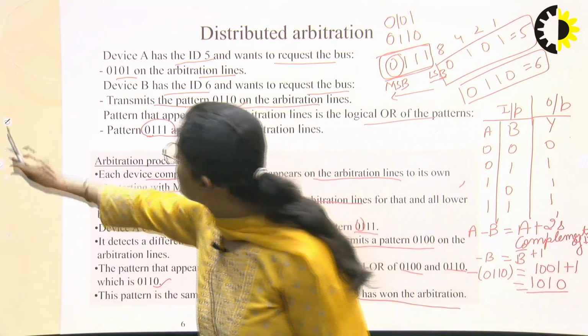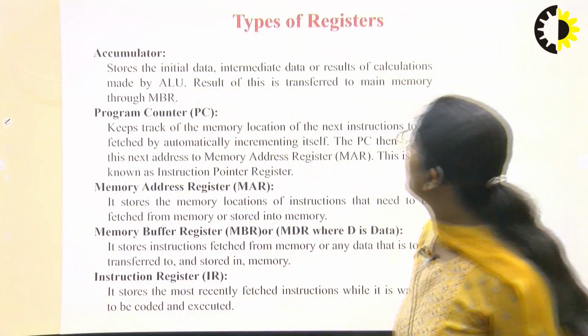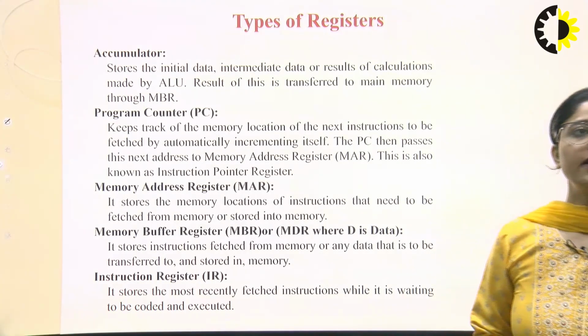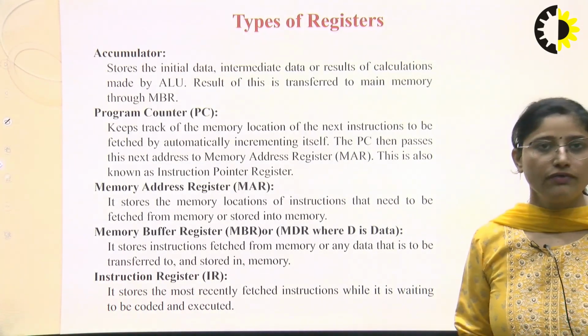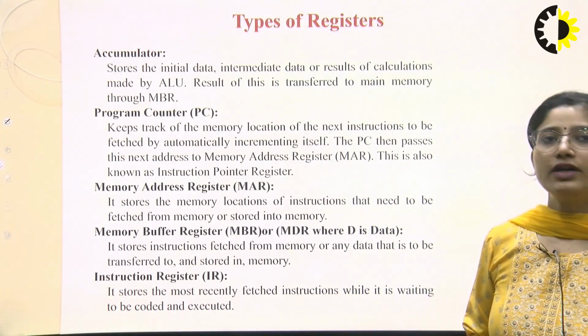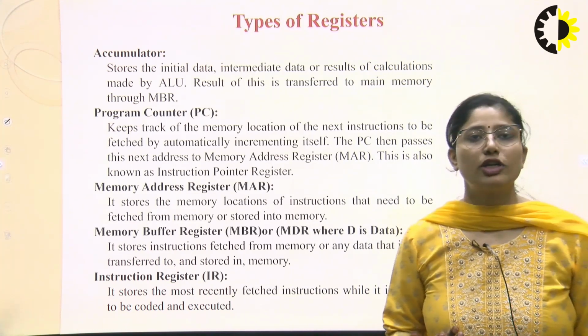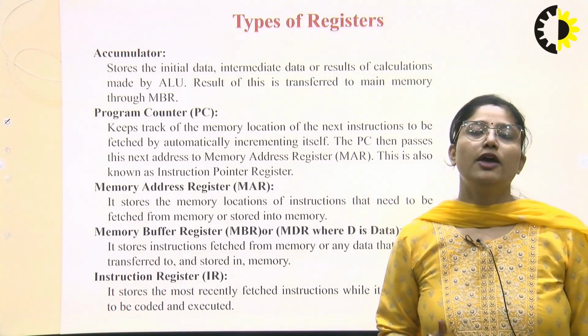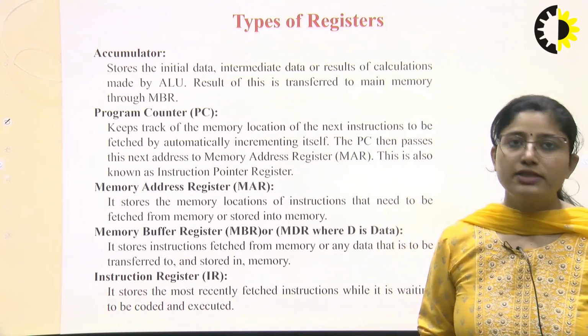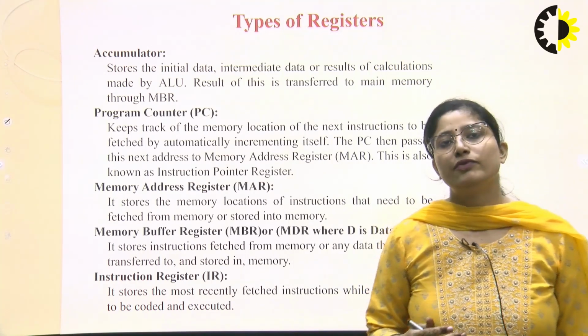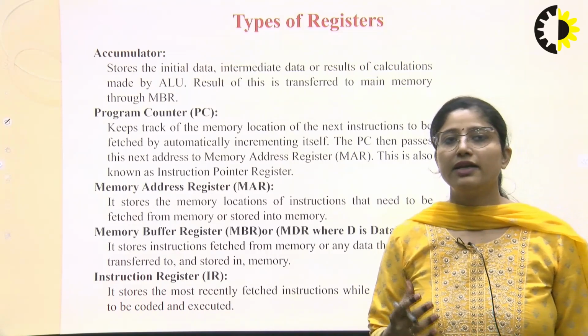Next topic is the types of register. There are a number of registers in the CPU that we are going to use. What is the need for registers? Sometimes we want to do the processing fast, and in that case, some data is intermediate data.